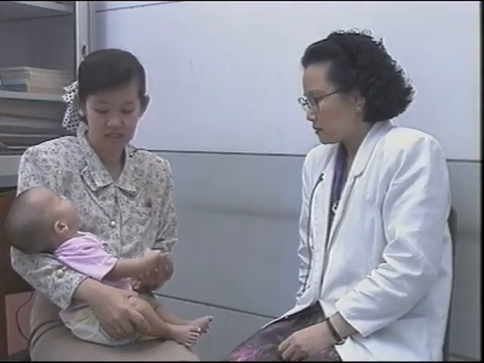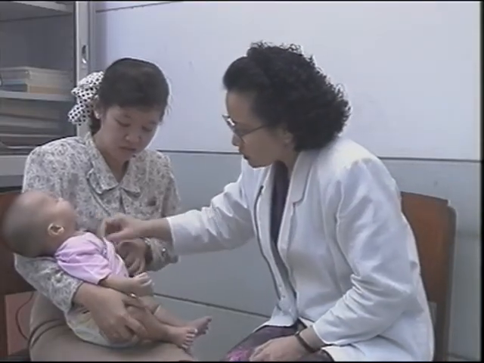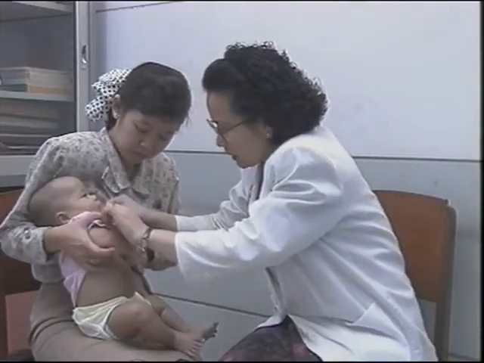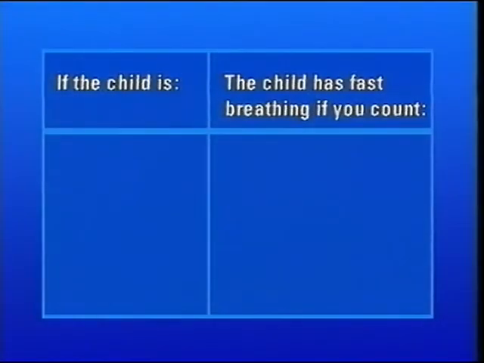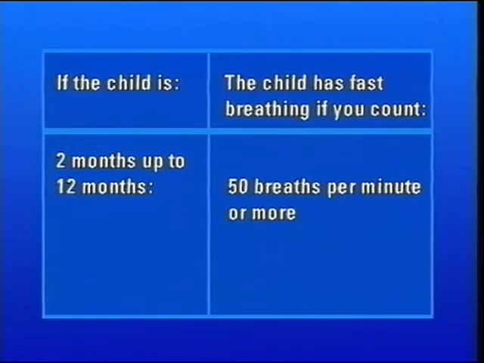To decide whether a child has fast breathing, you will count the number of breaths the child takes in 1 minute and compare it with the following cut-off rates. If the child is age 2 months up to 12 months, the child has fast breathing if you count 50 breaths per minute or more.